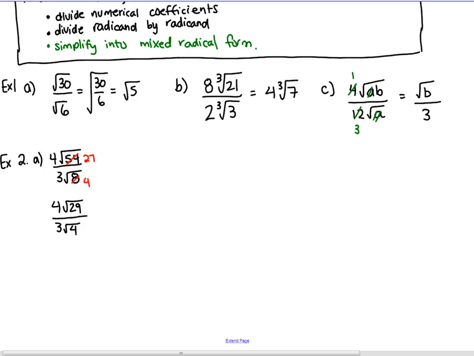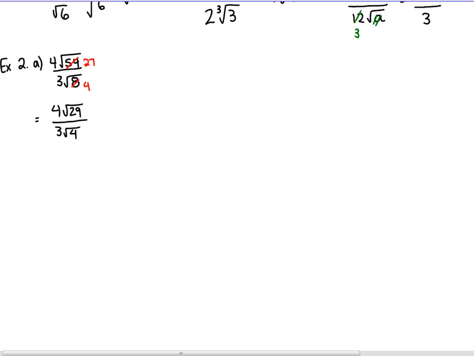Now we're going to simplify this. There's a few things we can do to simplify this. Oh, that's 27, not a 29. I don't know why I wrote 29.